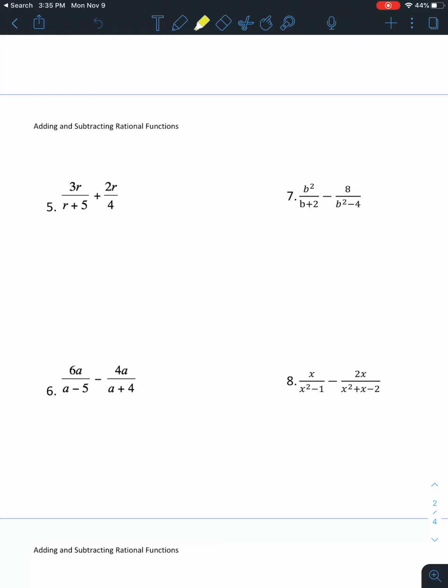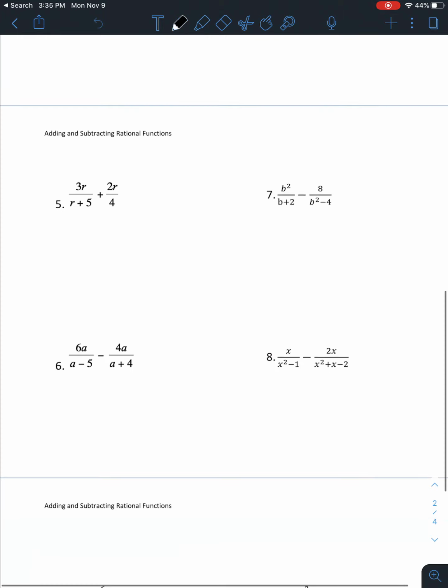Hello everybody. Today we're going to be adding and subtracting rational functions. One thing to always keep in mind when we're adding and subtracting is that we need common denominators. That is one of the most important things that you need to remember. I'm going to rewrite this problem so I can have it below, so you don't get confused with that 5, which is just a question.